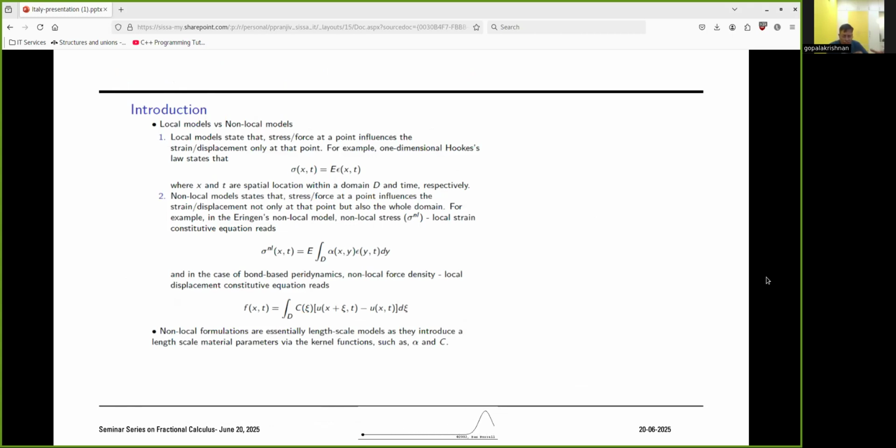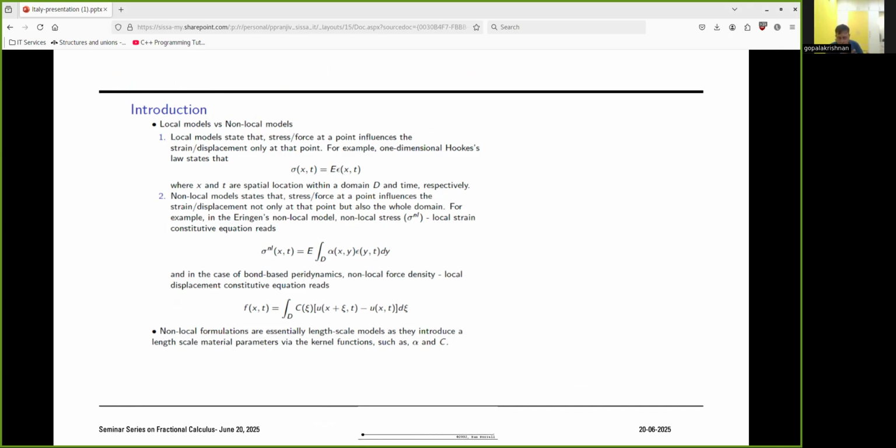So here I have given the local model. As I said, the stress or force at a point influences the strain or displacement only at that point. For example, we have Hooke's law, sigma equal to E epsilon. In the non-local model, the stress and force at a point influence not only that point, but all the points surrounding it. So we put a circle, which we call the horizon.